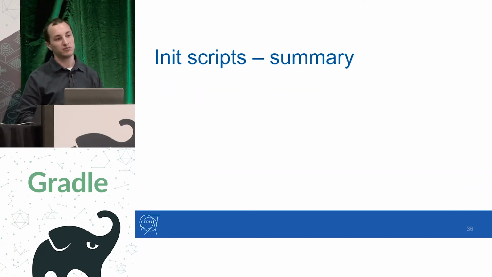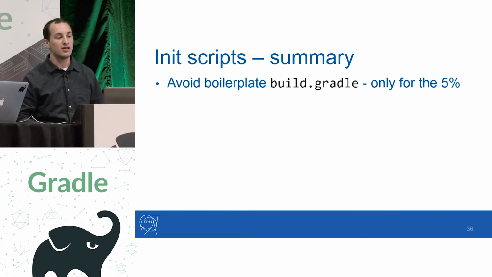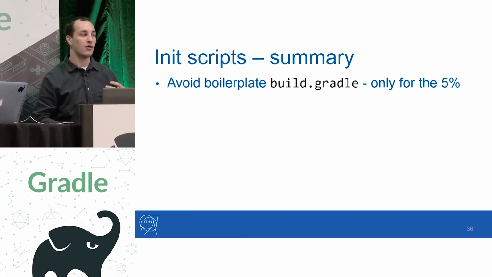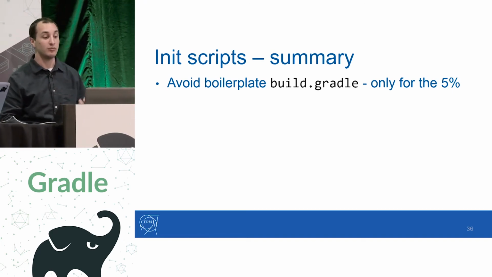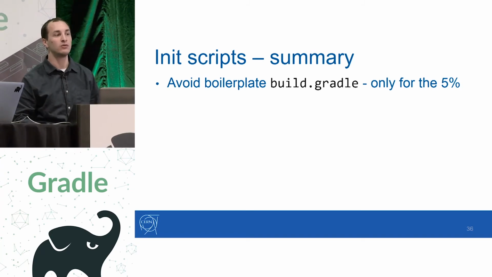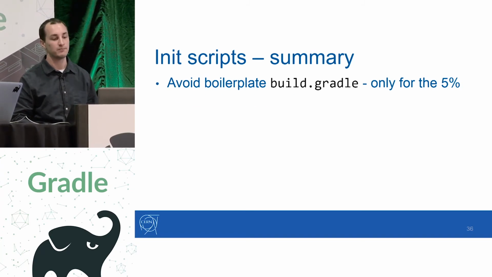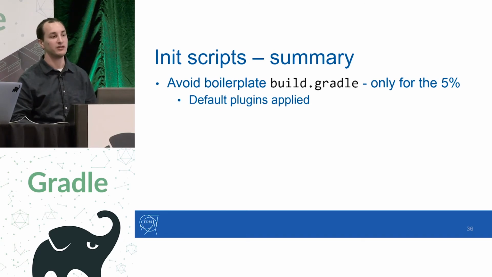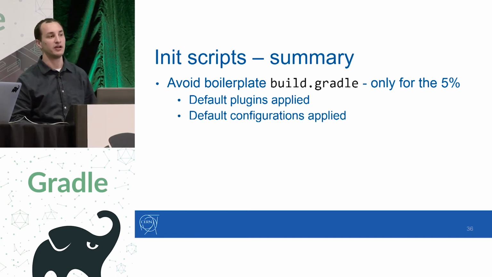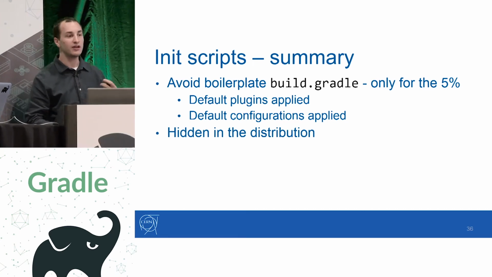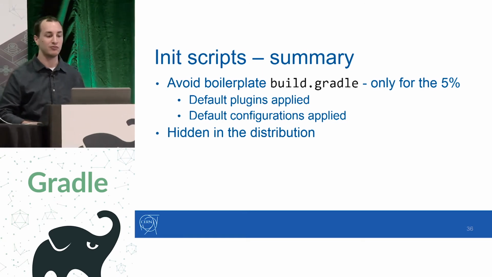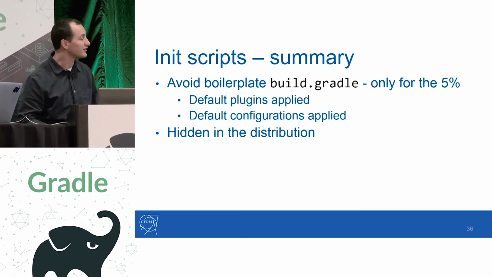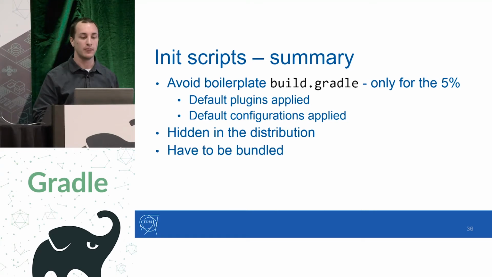So again, what I'd like you to remember is that if you have init scripts, it allows you to reduce the boilerplate code that you have in your build.gradle files. In our case, it meant that we only have build.gradle files at all in 5% of our projects. The default plugins are applied in the init scripts. The default configurations are applied in the init scripts. And it's hidden in the distribution. It doesn't bother the users. This lets you hide away the complexity of the build.